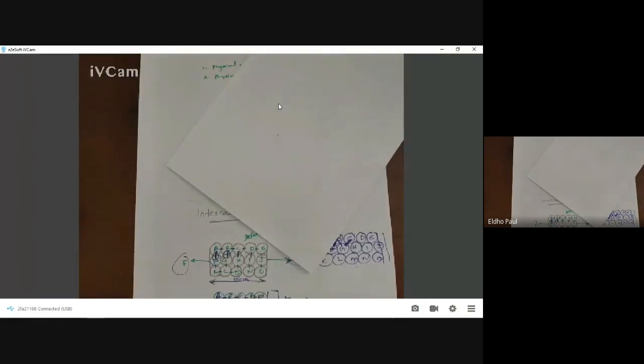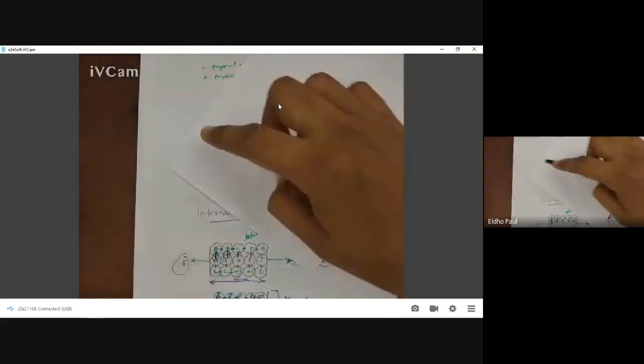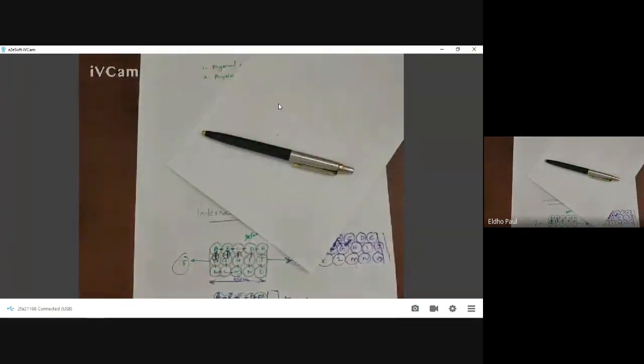For example, if you take this pen, compared to the size of this pen, the interatomic voids, interstitial voids, or any impurities or cracks will be very, very, very small. So we can neglect all these things. Okay, so this assumption is okay for mechanics of solids.